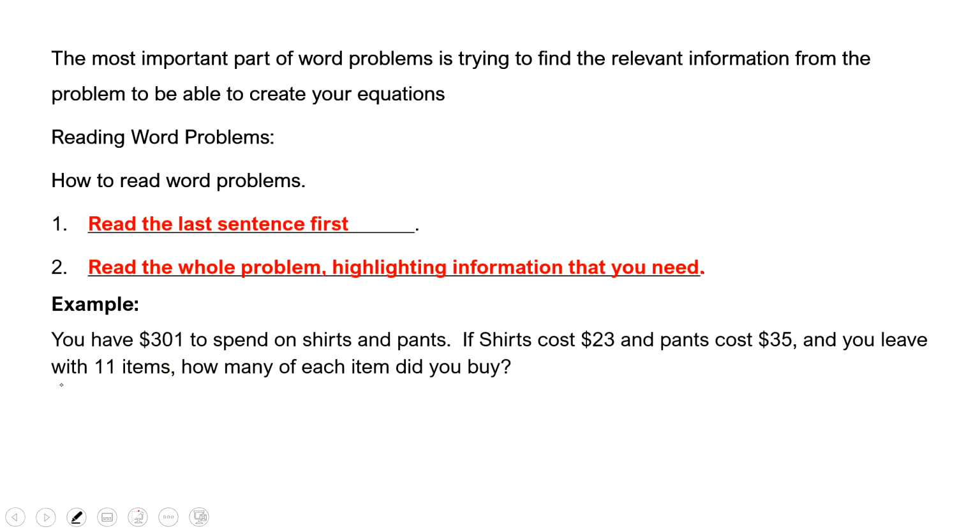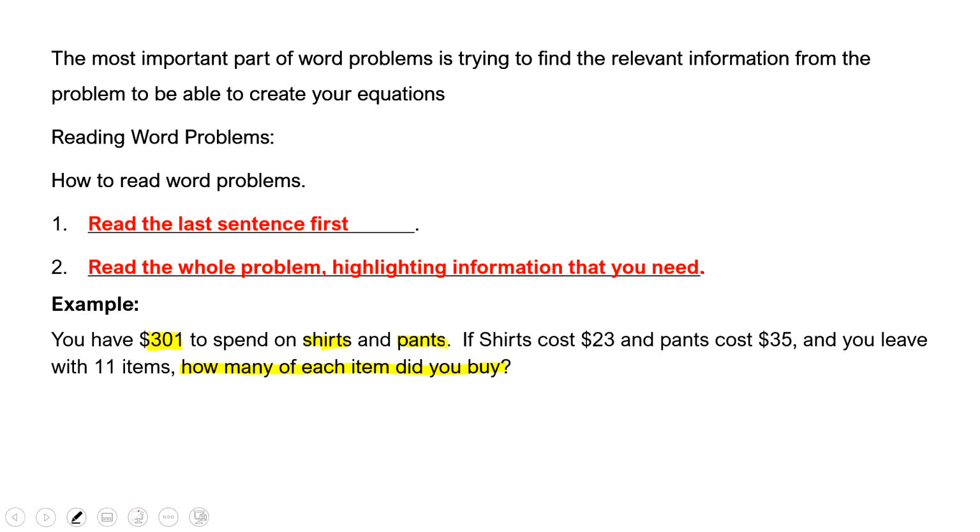So when we look at the example of what you have here, pull a highlighter out. We're going to read this through, and I read the last sentence first. The last part of the sentence: how many of each item did you buy? So we're going to be buying something. I don't know what it is yet because I haven't read the word problem, but at least I know we're buying something. So now I go back and say, we have $301 to spend. I'm going to highlight that because it's a number. They're telling us we're spending it on shirts and pants. So now at least I know what we're buying. We're buying shirts and pants.